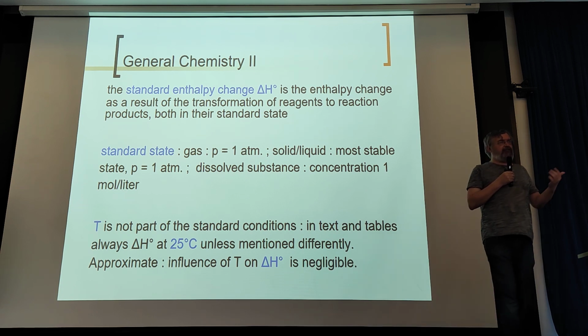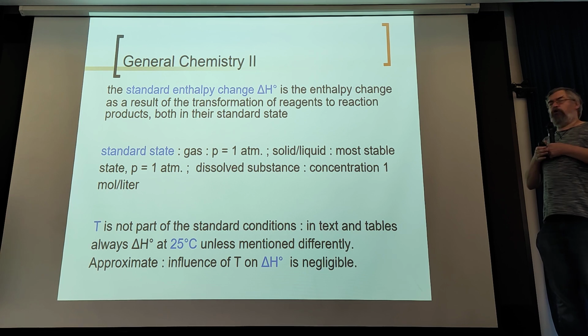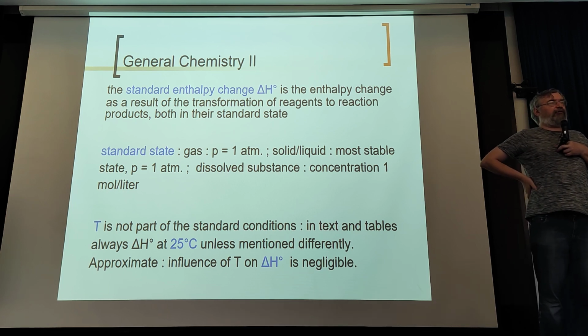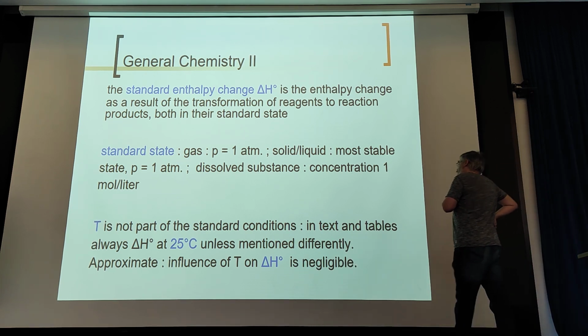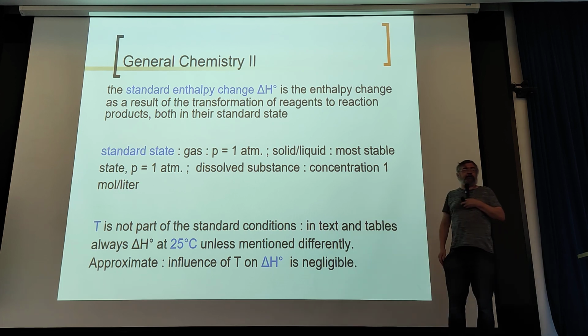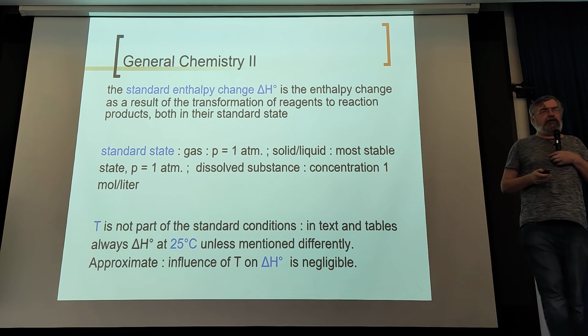So we can still make changes in our temperature. Although in many cases in tables we take room temperature. Room temperature is set to be 25 degrees Celsius or 298 Kelvin. By the way, the influence of temperature on delta H is in fact negligible. So if you see the delta H in the table, we can use it at any temperature, it remains the same. There's no influence of the temperature.